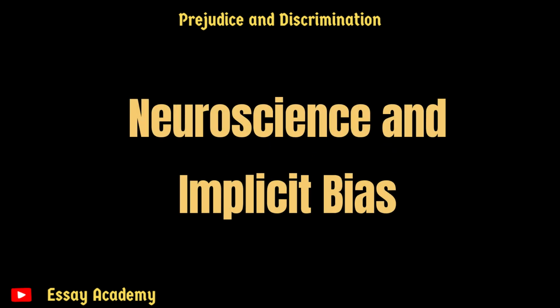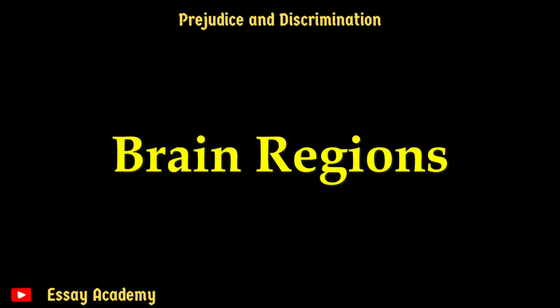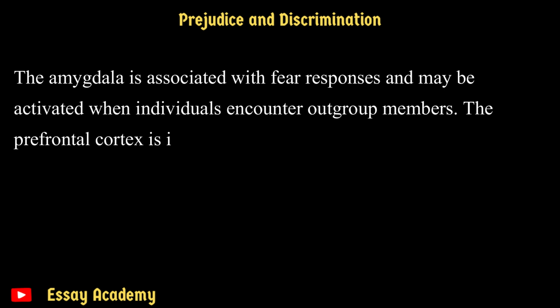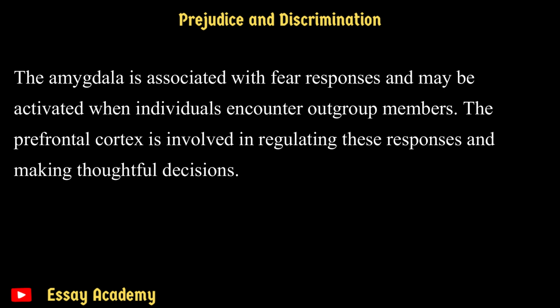Neuroscience and implicit bias. Brain regions. The amygdala is associated with fear responses and may be activated when individuals encounter outgroup members. The prefrontal cortex is involved in regulating these responses and making thoughtful decisions.